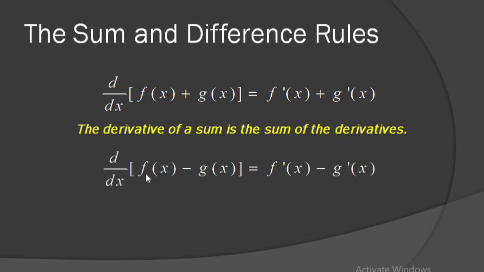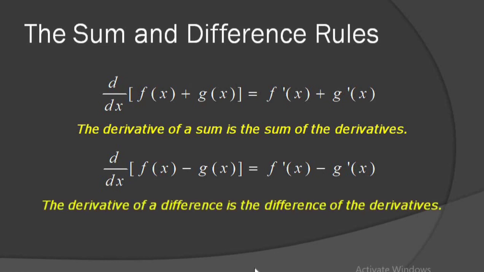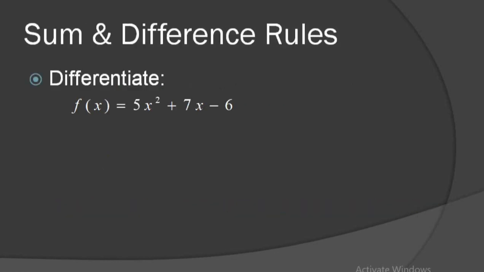Next, we have a function f of x and a second function g of x. The relation between f of x and g of x is difference. Now the derivative of f of x minus g of x with respect to x is f dash x minus g dash x. So we can say that the derivative of a difference is the difference of the derivatives. Now using the sum and difference rule, we have to solve some important examples.